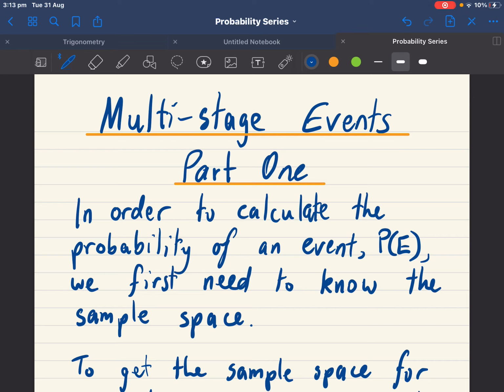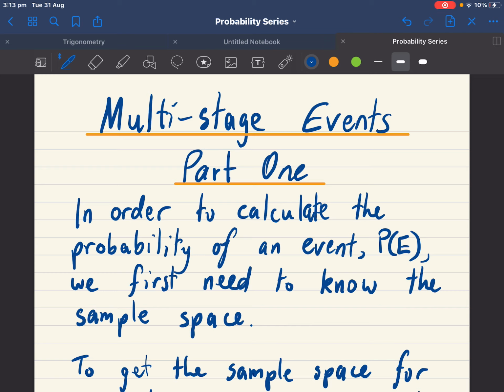All right, hello and welcome again, guys, to the second lesson in this probability series. This one is going to be on multi-stage events, and I'm calling this one multi-stage events part 1 because we're breaking it up into the easier and then the harder questions. Obviously, part 1 will be the easier ones.